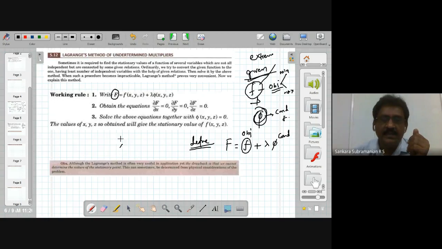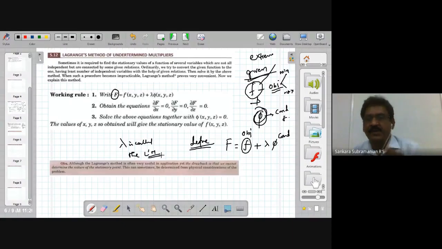Here I say that lambda is called the Lagrange's multiplier. Okay, so this is very important, and you name this as equation number 1. Next, step number 2, find dou f by dou x and equate it to 0. Make it as equation number 2.